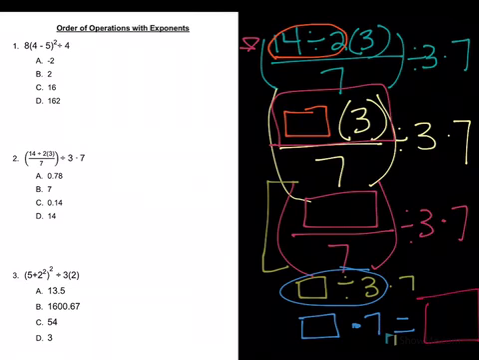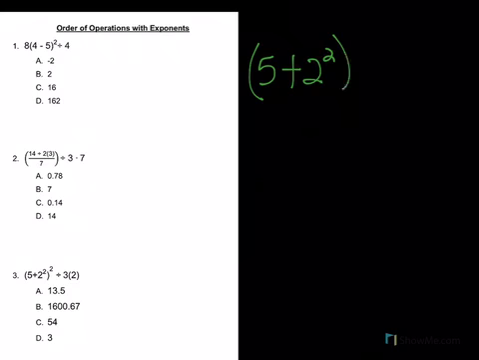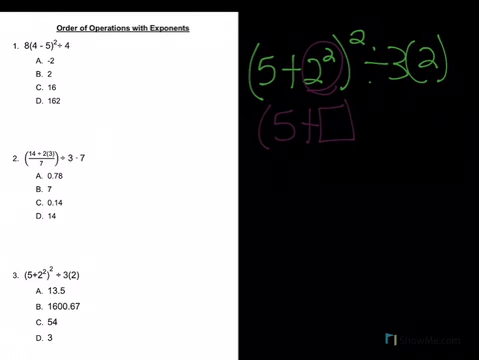Okay. Let's do number 2. No, I'm sorry, number 3. So number 3, we have 5 plus 2 squared divided by 3 times 2. Our first step is going to be this squared section here. So 5 plus that answer.